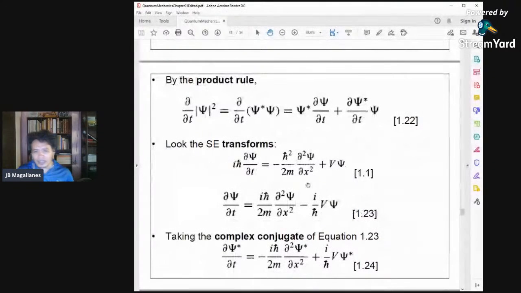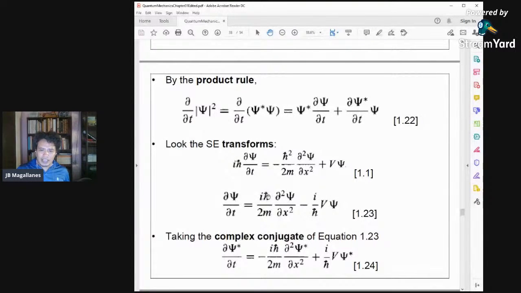So going back to the Schrodinger equation, this is the Schrodinger equation, equation 1.1: i h bar partial of psi with respect to t is equal to negative h bar squared over 2m, second order partial derivative of psi with respect to x squared, plus the product of potential times psi. You can transform this by dividing with i h bar. So it becomes this.